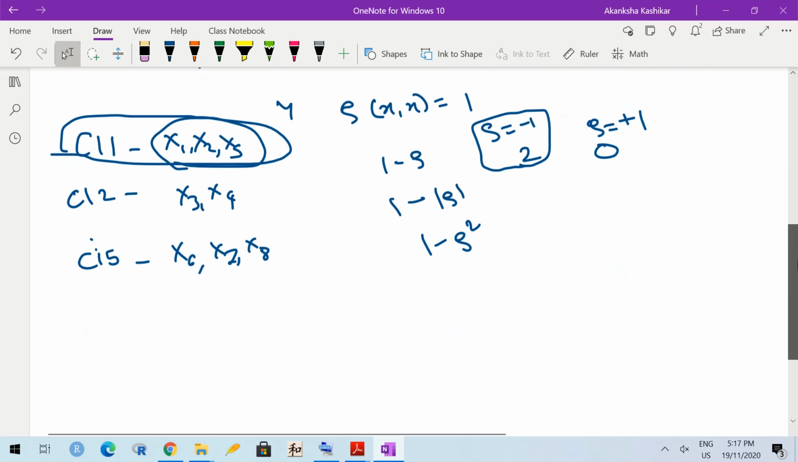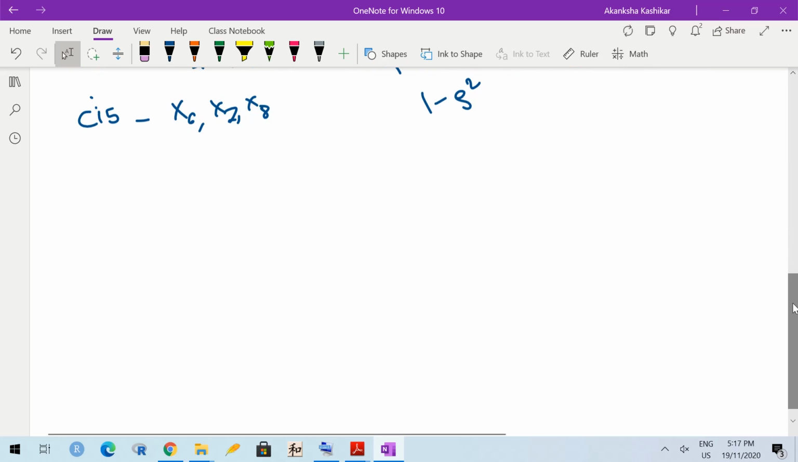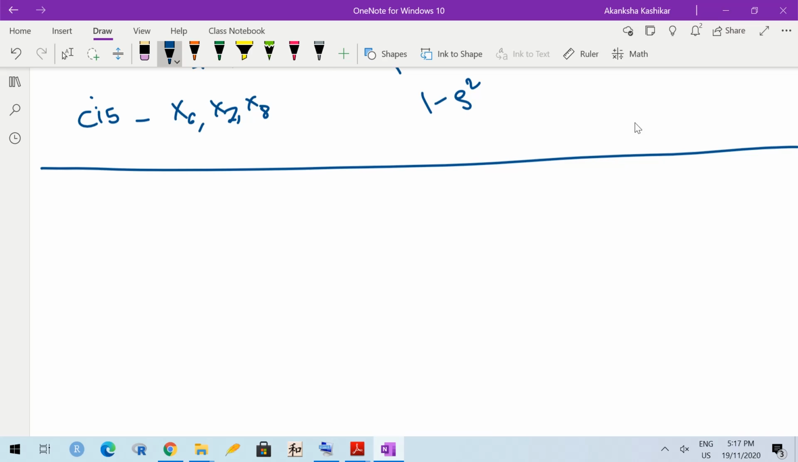Next, let us go to the case where the response is still continuous, but the regressors are now categorical. Okay, so we are in the scenario where I have a continuous response and categorical regressors.